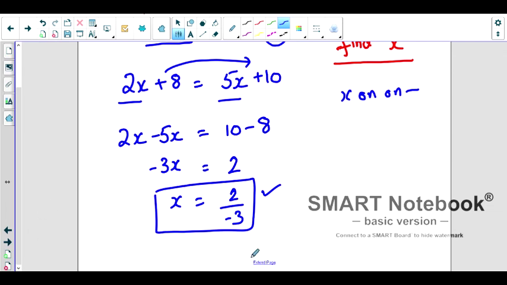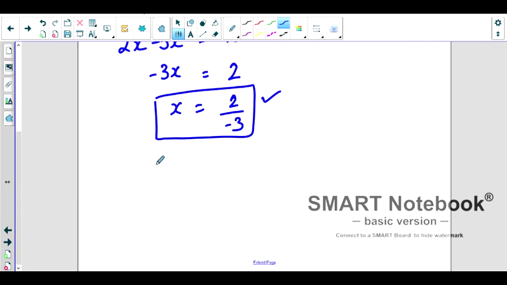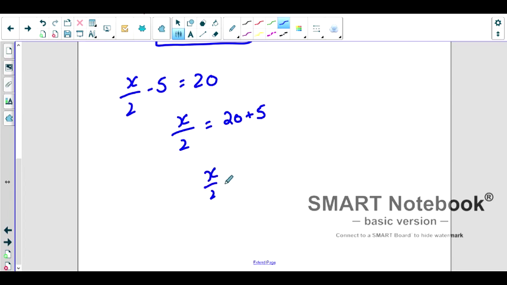Let's do one more question and then we will finish this topic. We have x over 2 minus 5 equals 20, and we want to find the value of x here. We want to make x the subject, so we again isolate it. First finish the addition and subtraction. We have x over 2, so it will be 20 plus 5. It will be x over 2 equals 25. Now this is division, when it goes here it will multiply, so the answer is 50.